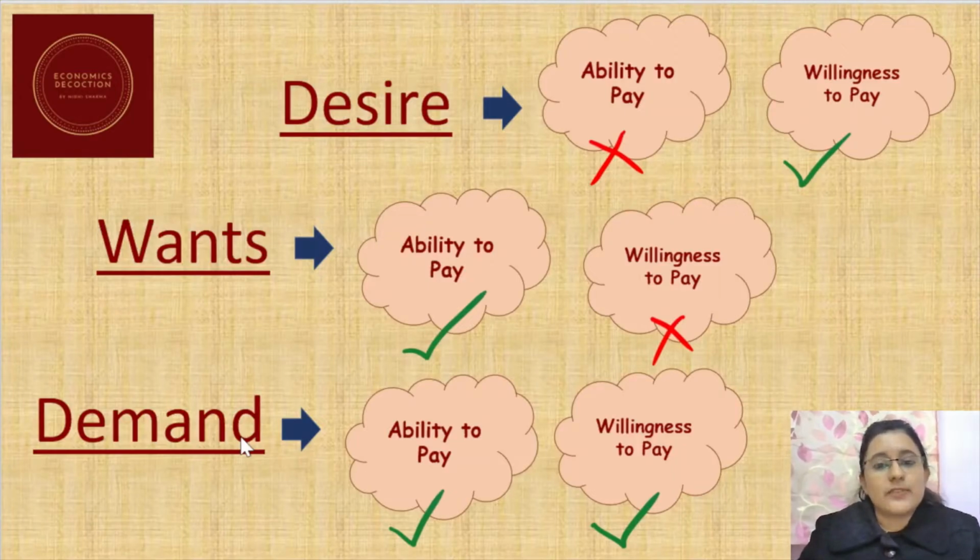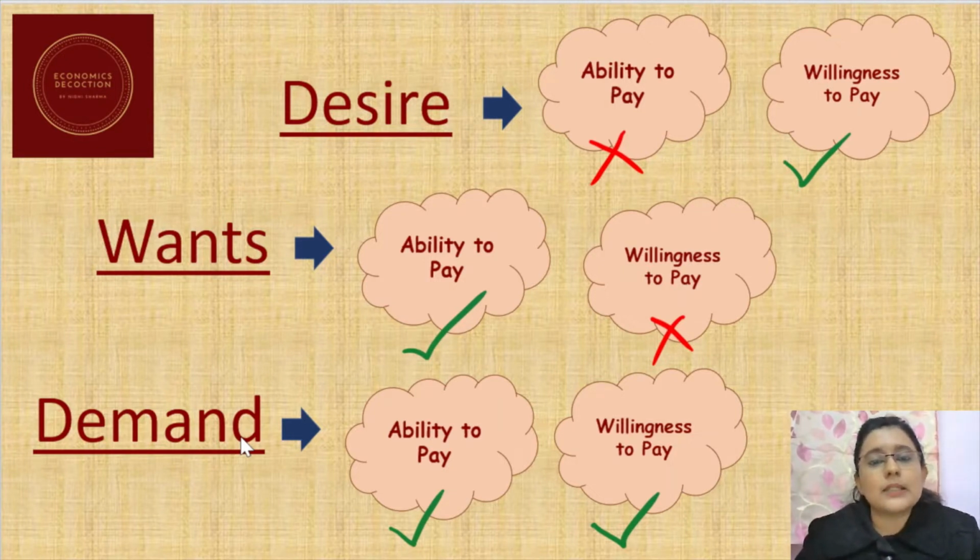So let's first understand what is the difference between desire, wants and demand. Let's consider a situation when a consumer is willing to pay but does not have the ability to pay. That means the consumer does not have sufficient purchasing power or money income. So the consumer is not able to pay, but the consumer is willing to pay. So this situation would be considered as a desire.